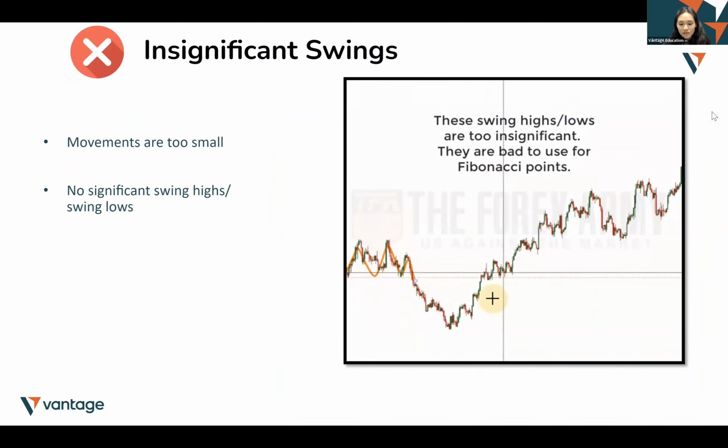Okay, so let's first look at an incorrect example. Here's an example of an insignificant swing, which is not good to use for Fibonacci starting and ending points, as well as for support and resistance levels. Why is it insignificant? Because if you take a look at the GIF over here, price movements are too small and there are no significant swing highs or swing lows.